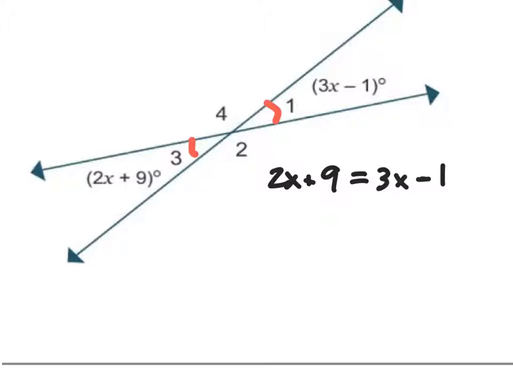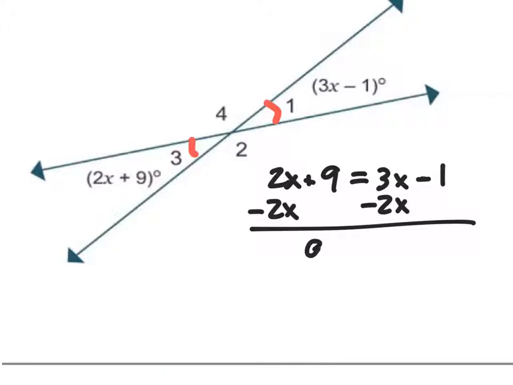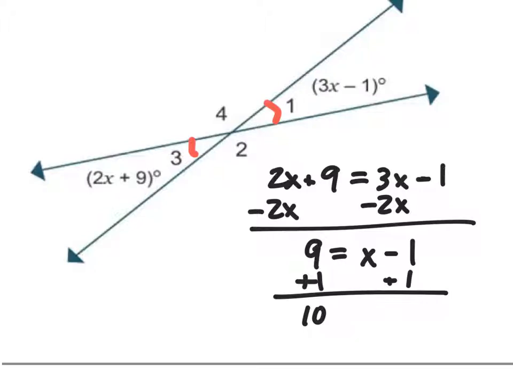Now, I want to solve this for x so I can figure out what angle 1 and angle 3 are. I'm going to go ahead and subtract 2x from both sides, and I get that 9 is equal to just an x minus 1. I'm going to add 1 to both sides and solve for x, so I get 10 is equal to x. That's my value for x.